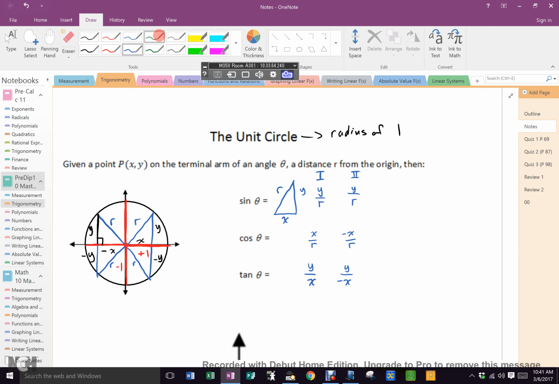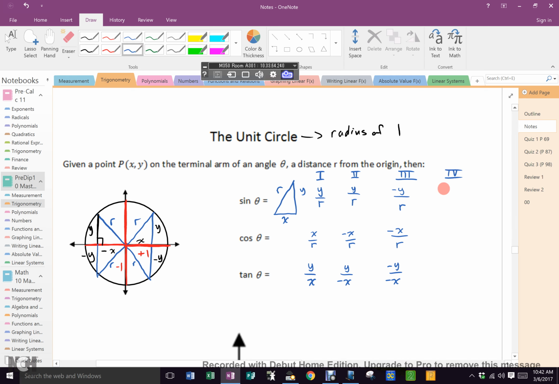Okay, so you tell me now what happens in quadrant 3. What's sine? Negative y over r, because r is always positive. What's cos? Negative x over r, because r is always positive. What's tan? Negative y over negative x, which is positive. And what happens in quadrant 4?